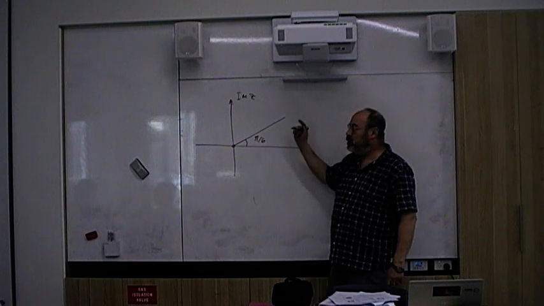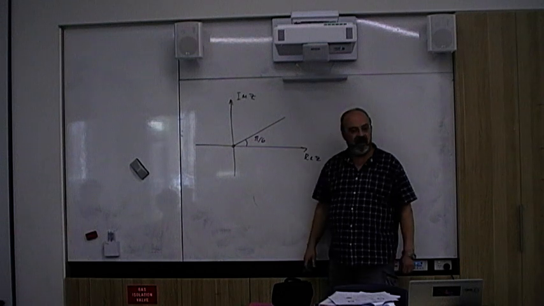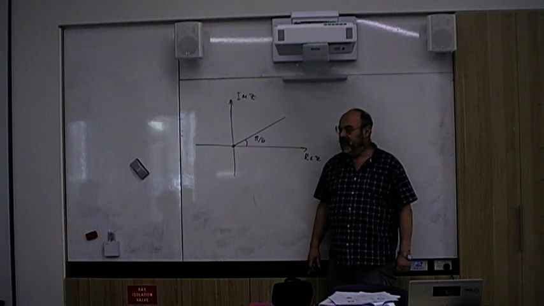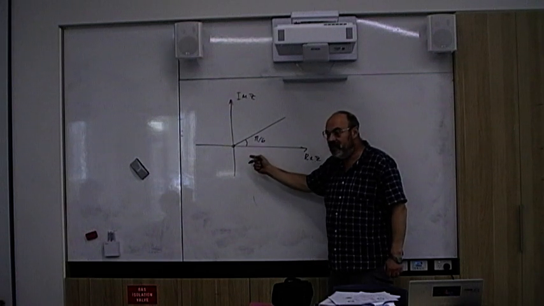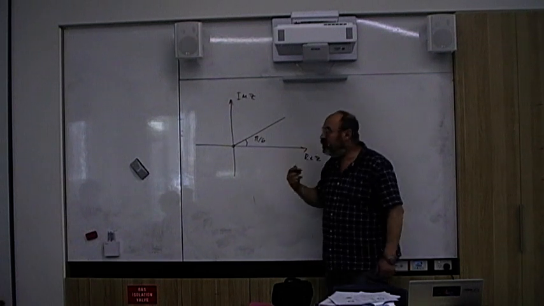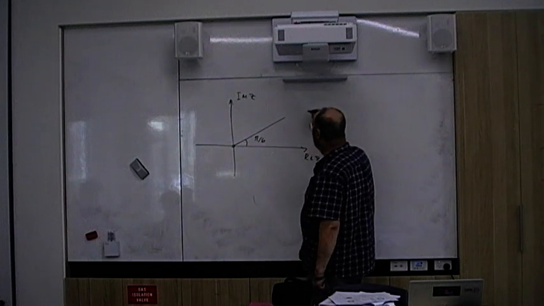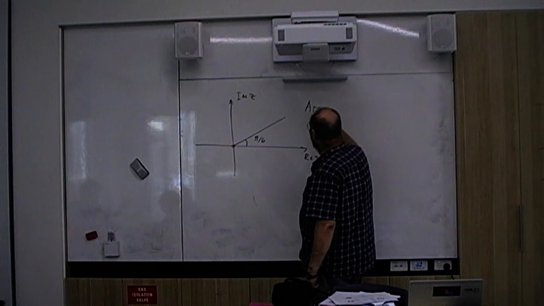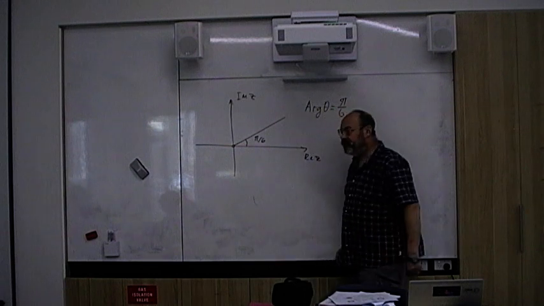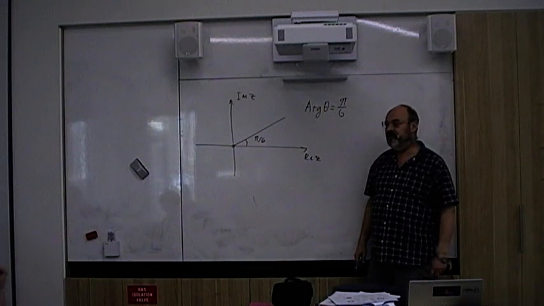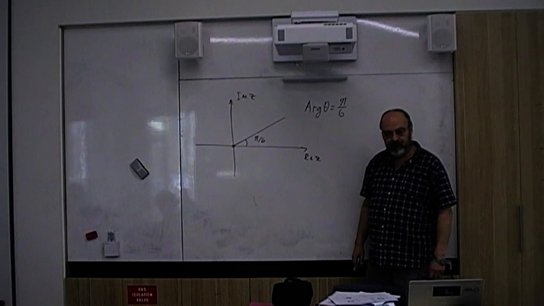Now, how can we describe all those points? What is common between all points on this ray? The same angle, so they all make the same angle. And what do we call it when we write the polar form? Argument. So the equation of this line will be argument theta equals pi on 6. That is the equation of this line.